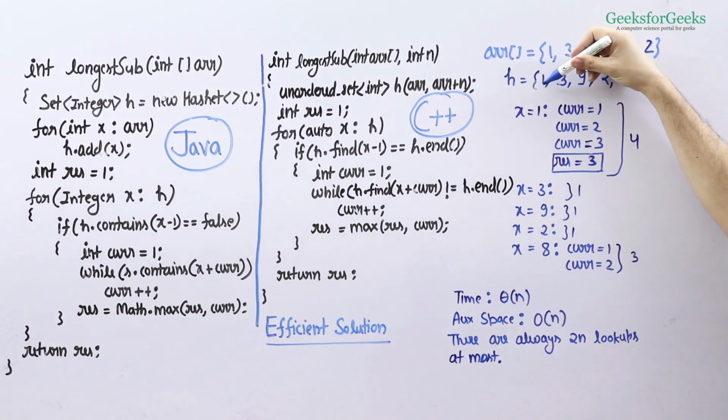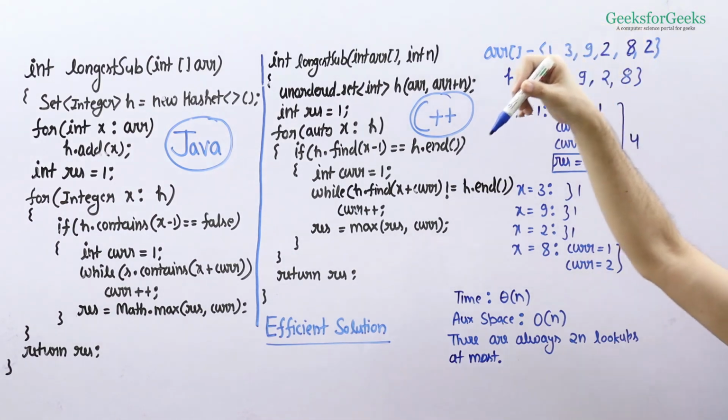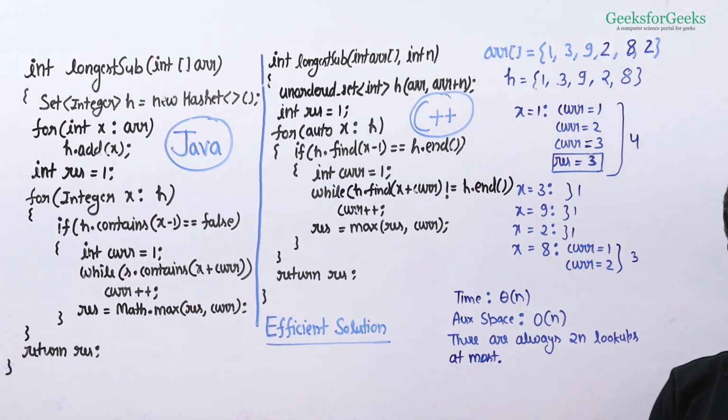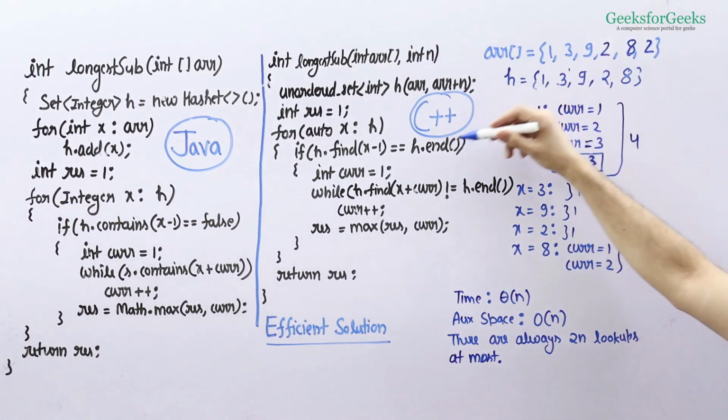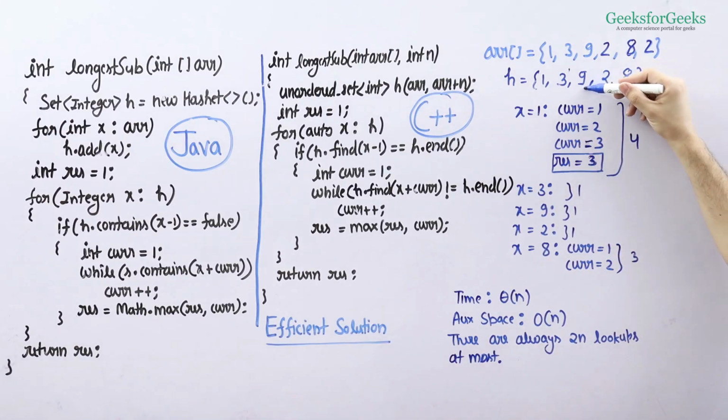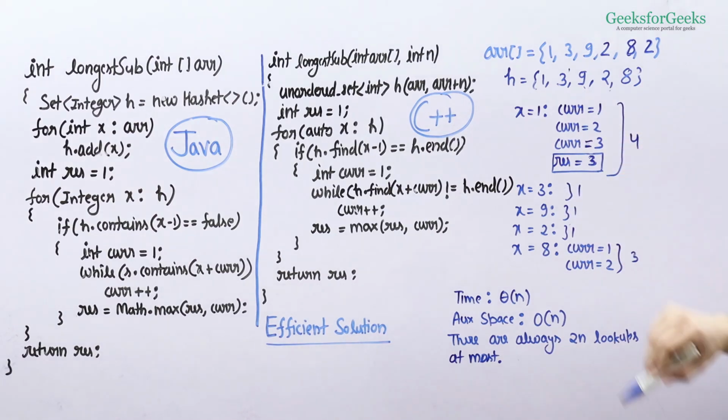So we traverse the hash table. When we come for 1, how many lookups do we do for 1? We do 4 lookups. We look up 0, then 2, then 3, then 4, right? For 3, we do only a lookup for 2. We find 2, we do not go inside this loop. For 9, we do only 1 lookup. For 2, only 1 lookup, right? For these 3 elements, we do 1, 1, 1 lookup.